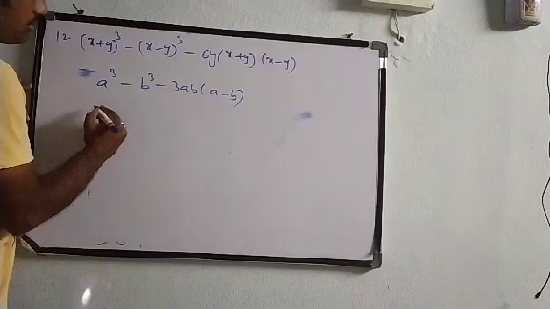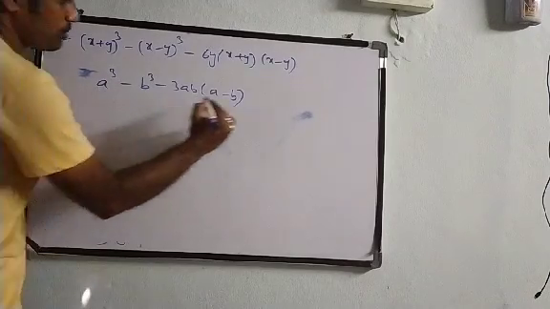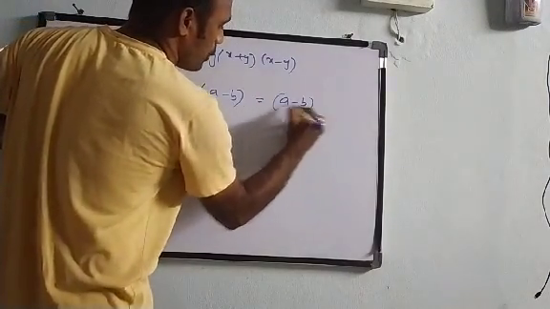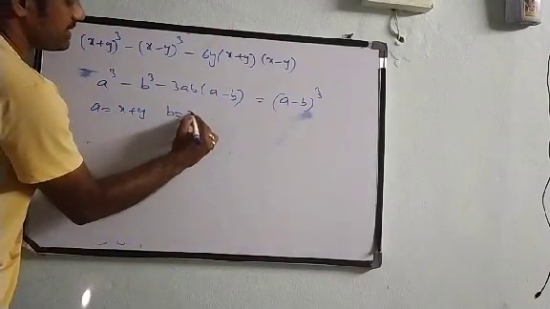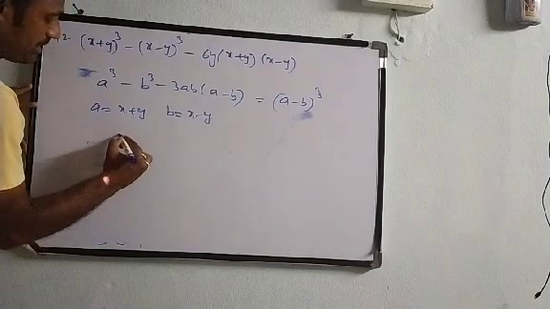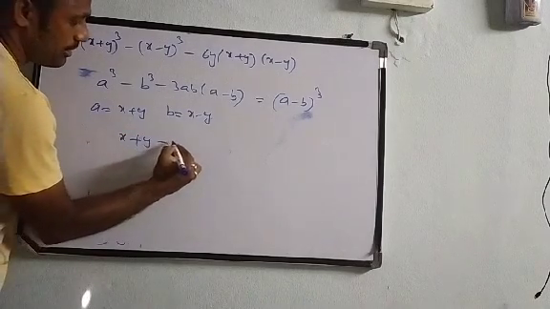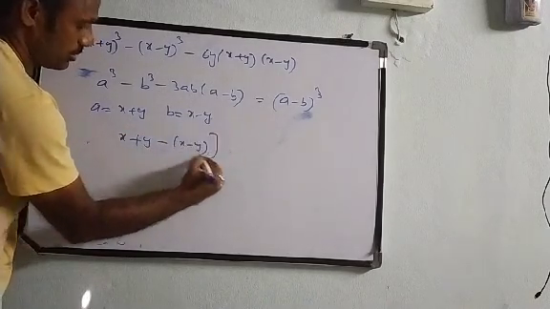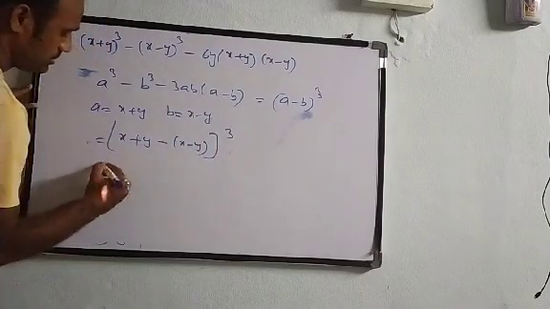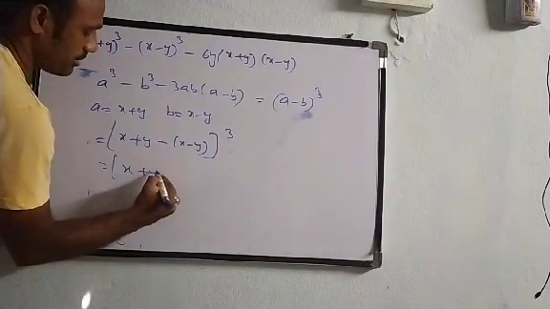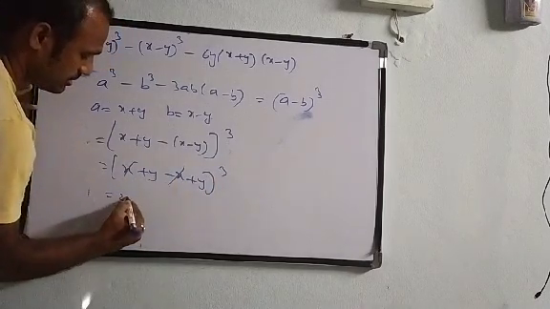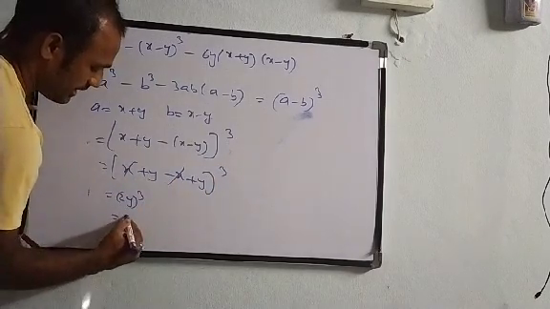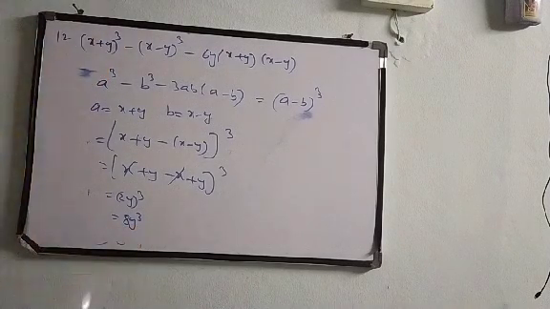So we can write it as (a minus b) whole cube. This formula can be written as (a minus b) whole cube. So a is equal to x plus y, b is equal to x minus y. So (a minus b) whole cube can be written as (x plus y minus (x minus y)) whole cube. So that is (x plus y minus x plus y) whole cube. x gets cancelled. So it is (2y) whole cube, which is 8y cube.